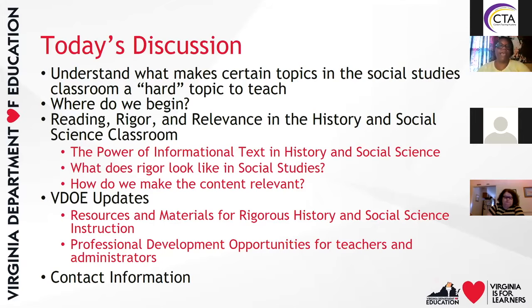Where do we begin with that? And then we'll go through some strategies for reading, rigor, and relevance, looking at the power of the informational text. What does rigor look like in a social studies classroom? And then how can we make that content relevant? We'll wrap up with some updates from the VDOE, professional development opportunities that will be coming up in the summer, specific to history and social science, and then also resources that we are putting up on the DOE website.